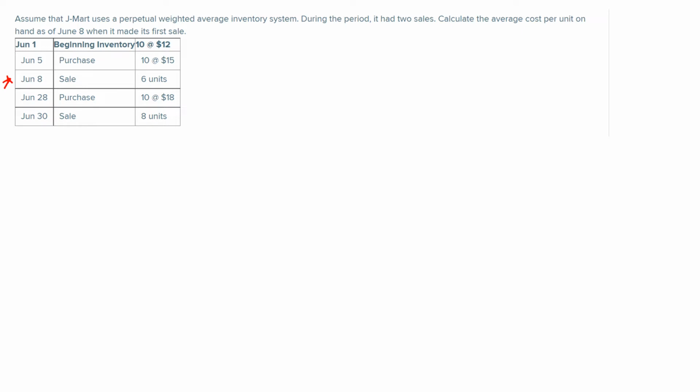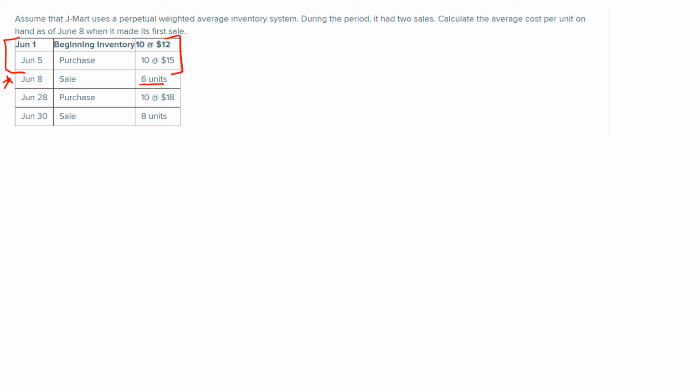So June 8th, the first sale is made of 6 units. What is on hand at that point are 10 units at $12 and 10 units at $15. This is a weighted average that we're looking for. This is not just a normal average, so you don't take 12 and 15 and find the average of them. That's not the correct way to approach it. Coincidentally, it would actually give you the correct answer this time, but that's not always the case.